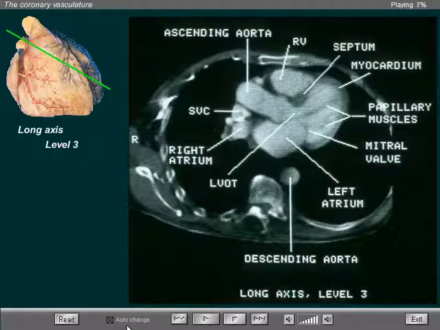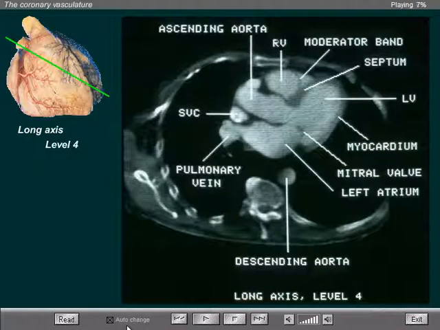We can also see in level 3 the outflow tracts of the right ventricle, the left ventricle with the filling defect that represents the papillary muscle. The left atrium behind is the dorsal chamber, and the superior vena cava, and a portion of the right atrium close to the right heart border.